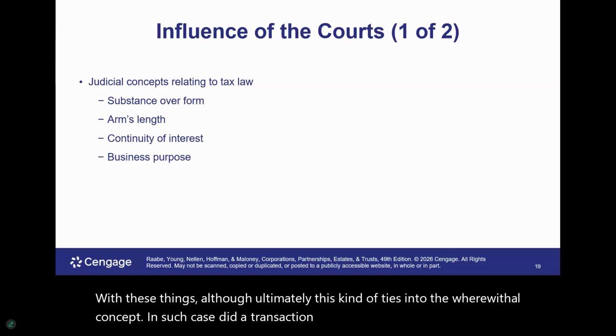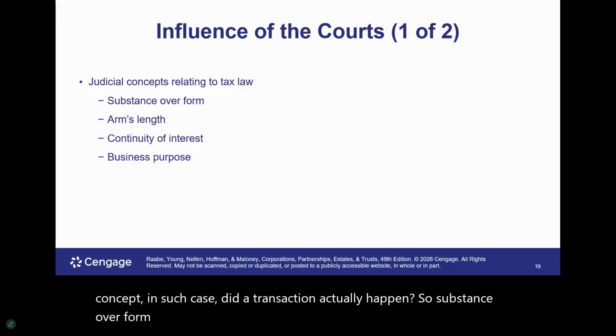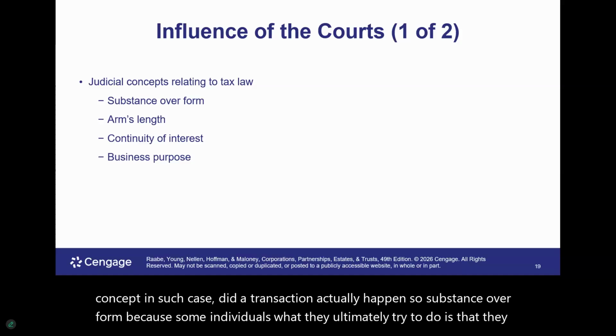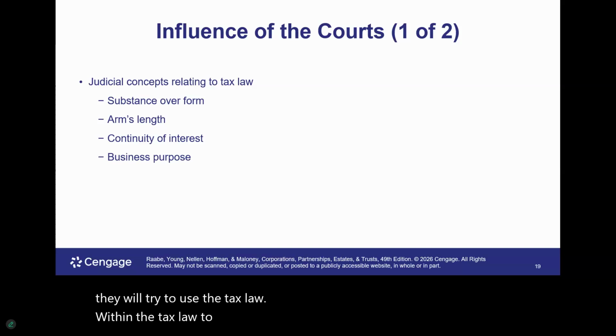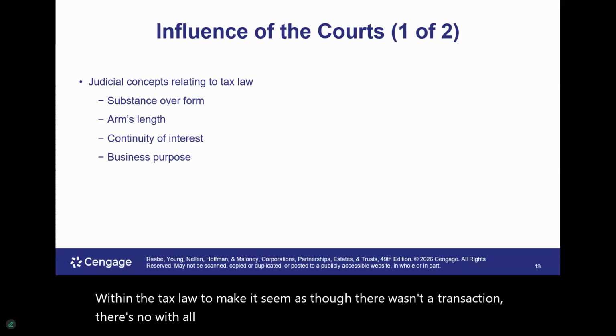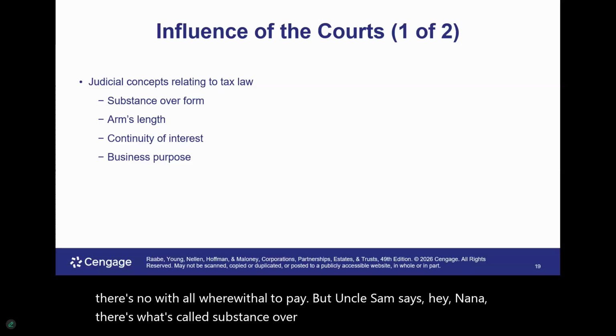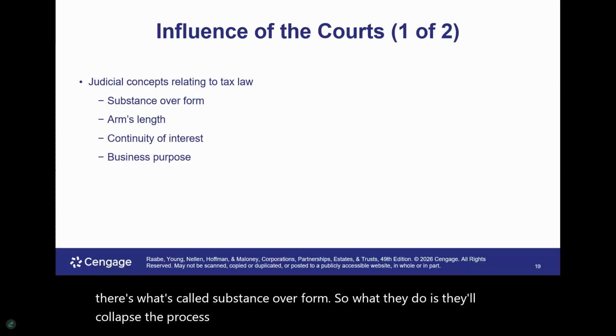So substance over form, because some individuals ultimately try to use the tax law within the tax law to make it seem as though there wasn't a transaction, that there's no wherewithal to pay. But Uncle Sam says, hey, no, no, no. There's what's called substance over form. So what they do is they collapse the process, right? Using the step transaction doctrine to figure out what really happened, right?